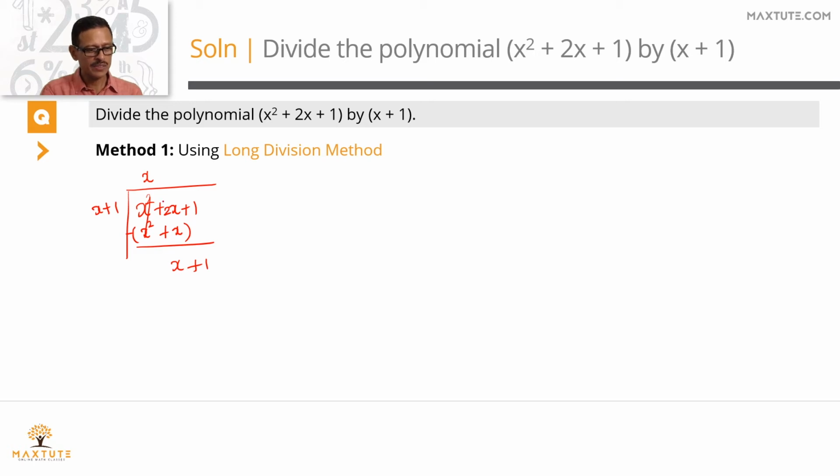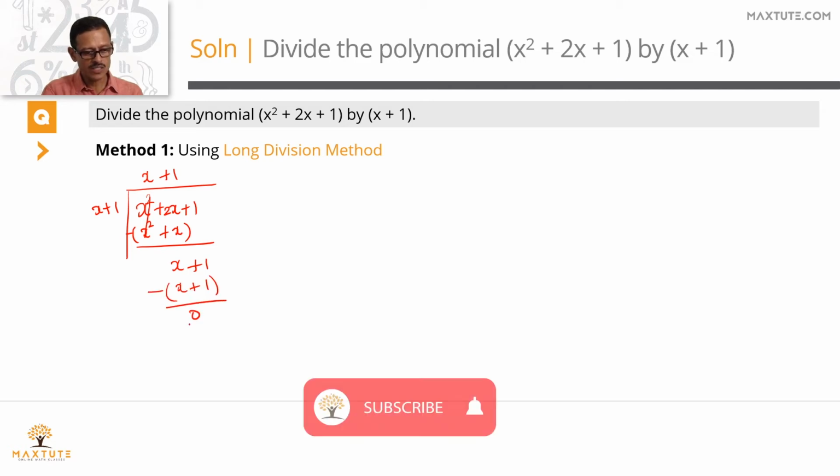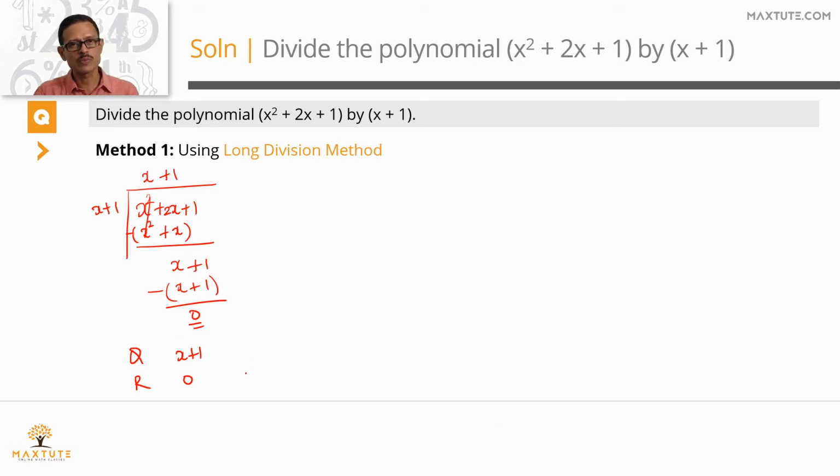Now here we have an x term here. Multiply this with a 1. Take the second term of the quotient to be a 1. 1 times x is an x. 1 times 1 is a 1. So this will cancel out to leave us with 0. So what is the quotient? Quotient of this division is x plus 1. The remainder is equal to 0. So when x square plus 2x plus 1 is divided by x plus 1, the answer is x plus 1.